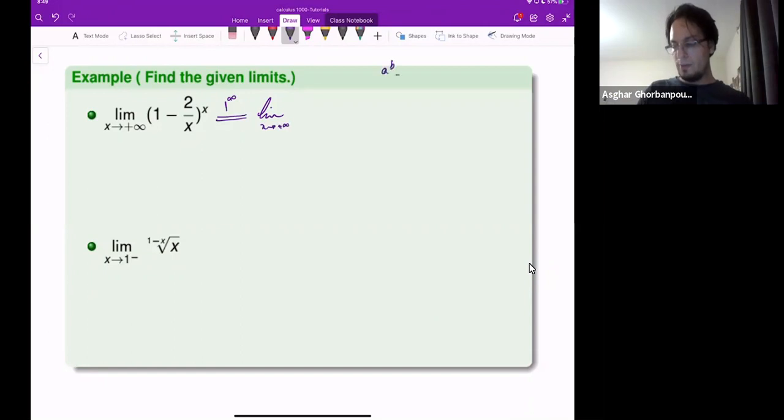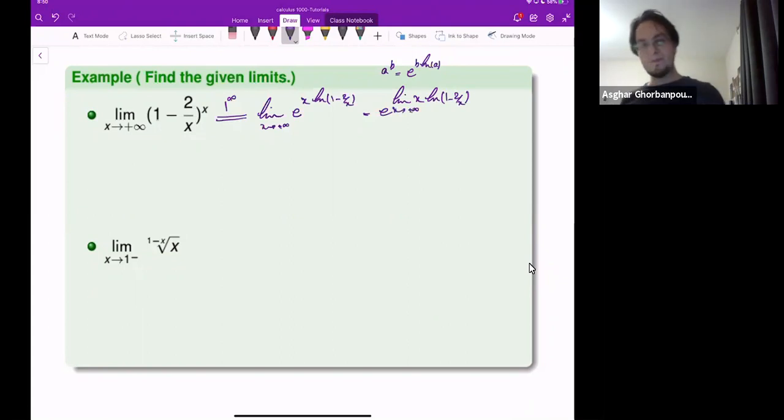a to the power b, we can write it as e to the power b ln a. So this will be e to the power, where b is x and a is 1 minus 2 over x. And then e is a good function, so I can take the limit inside. And then you see that I have to deal with this limit. By this trick, you always turn power indeterminate forms into product indeterminate forms.